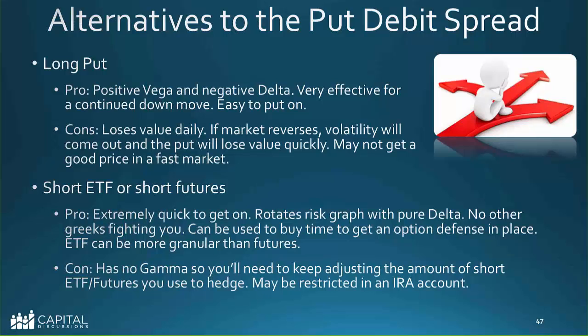It's a very effective way if you need to get something done and done now. Yep. The bad thing is it's basically a straight line, so there's no gamma. So as the options risk line is kind of curving down and gamma is increasing and changing, this hedge isn't. So you have to keep adjusting the amount of short futures or ETFs that you're using if you want to maintain that delta neutrality. And it could be restricted in an IRA. So those are about the only negatives of it. But that is an alternative.